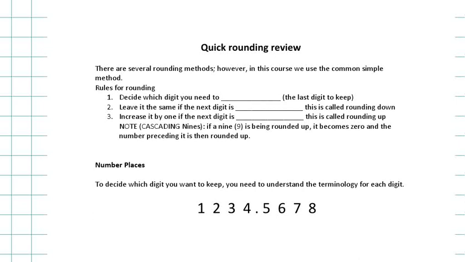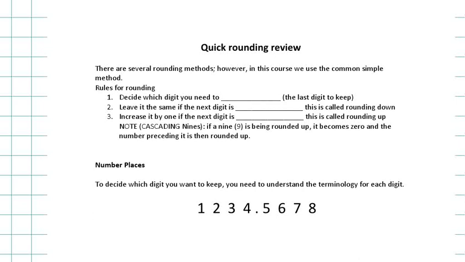You're going to decide which digit you need to round to. Which digit do you need to keep? That will be your last digit to keep. Usually the question will tell you. If the question doesn't tell you, then you can always say, okay, I'm going to leave it to two decimal places, because that's usually what we end up with, unless I say otherwise, okay?